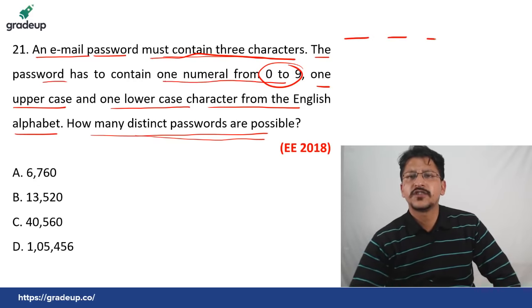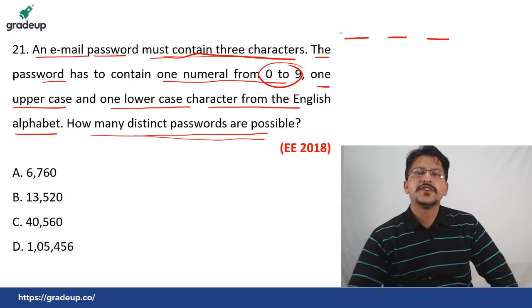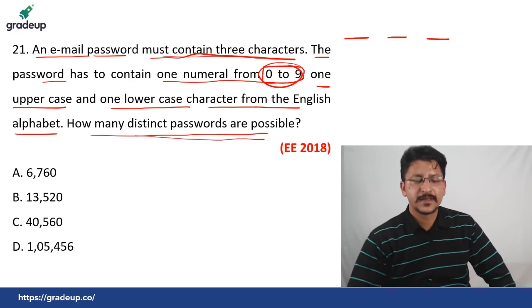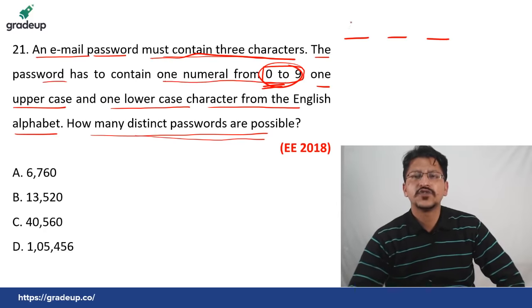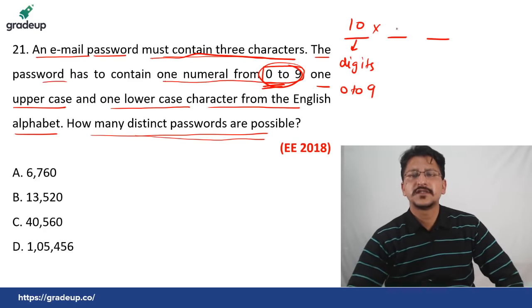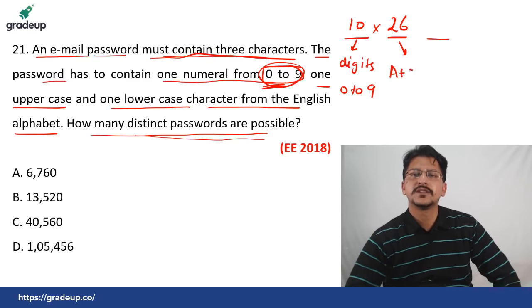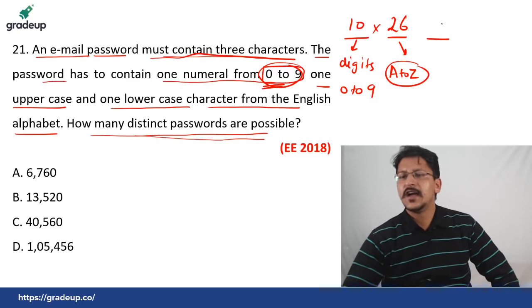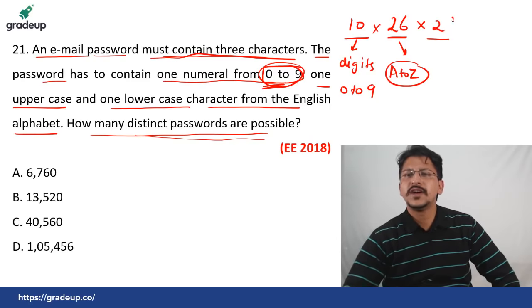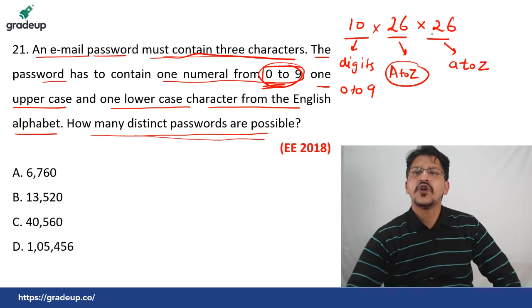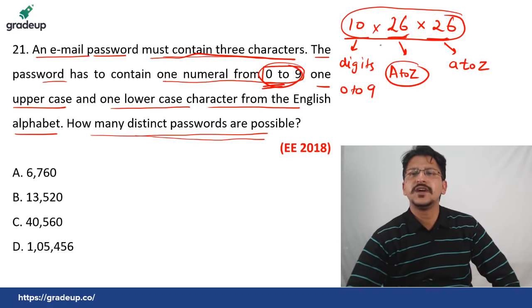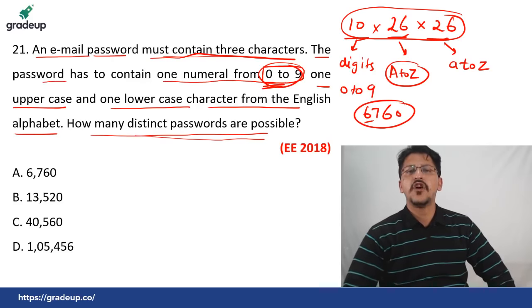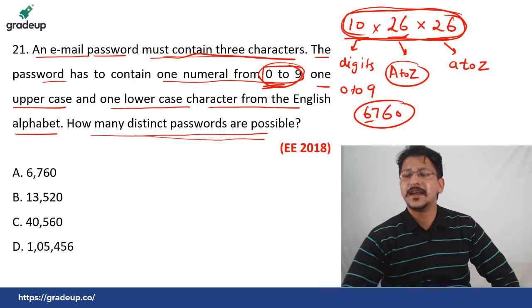Okay, 3 characters. First of all, in the first place, we can use digits. There are 10 digits, that is 0 to 9. In this place we can use 26 uppercase letters, that is A to Z. And in this also we can use 26, that is small a to z. So that is 26 into 26 into 10, that is 6760. These are the total number of ways in which these can be selected.